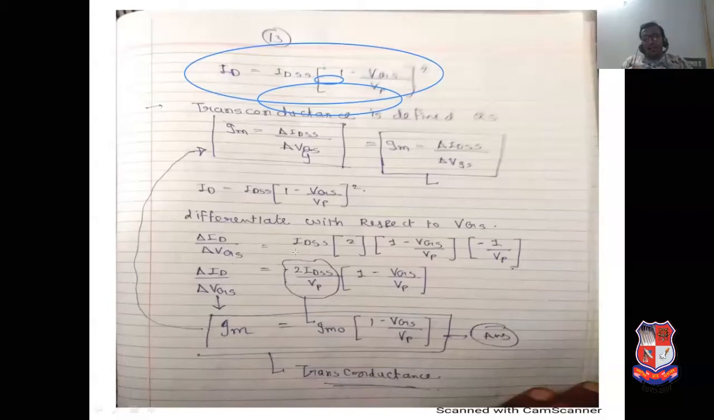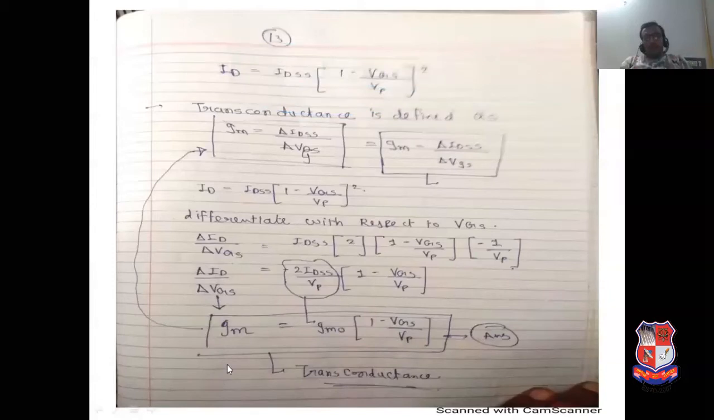See this, I have simplified the step here. Delta ID upon delta VGS equals IDSS into 2 multiplied by (1 minus VGS upon VP) into (minus 1 upon VP). So we get 2 IDSS upon VP, (1 minus VGS upon VP). So it is considered as the transconductance. Please prepare this carefully. Be careful with this final equation, Gm equal to Gm0 (1 minus VGS upon VP).